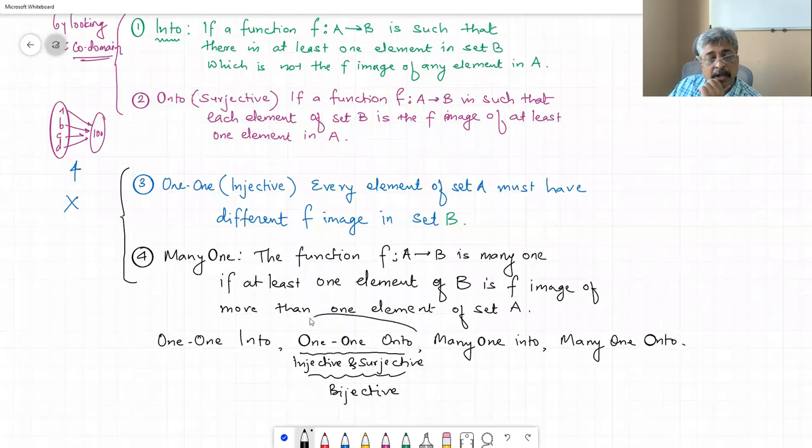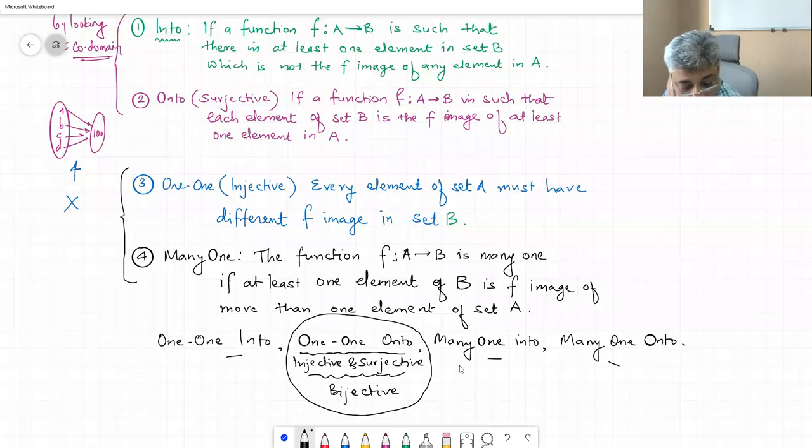Okay, so this might be a little more important to us than the remaining two. Having understood the definitions of all four, creating definitions or the meaning for one one into, one one onto, many one into, many one onto should be easy. Maybe I will wait for some time and make sure that you complete that. Write down your own definition of what you mean by one one into, what you mean by one one onto, and so on.